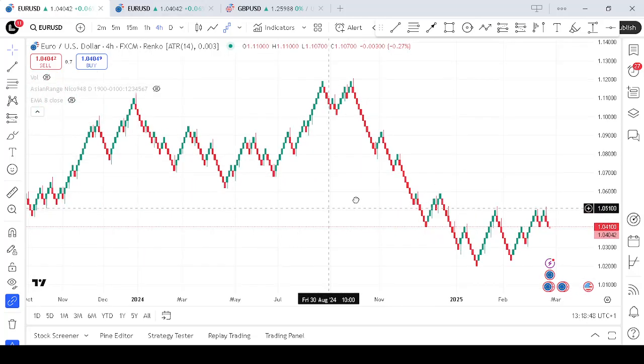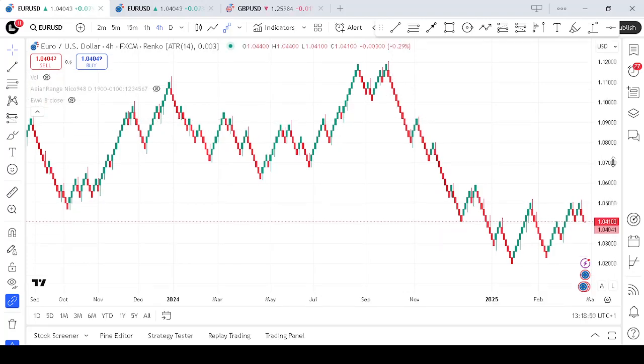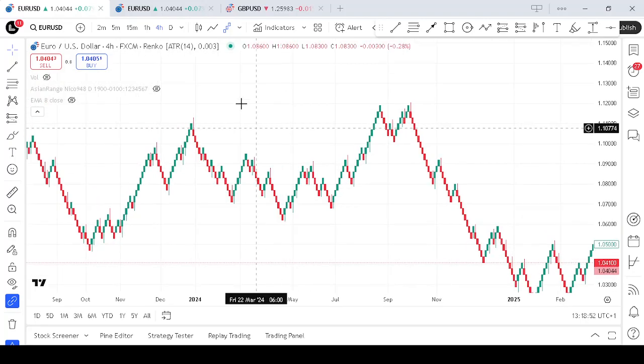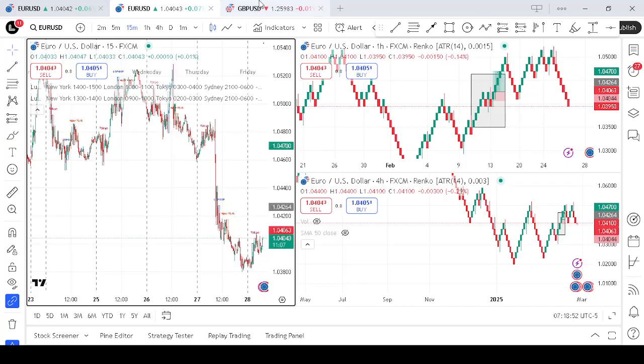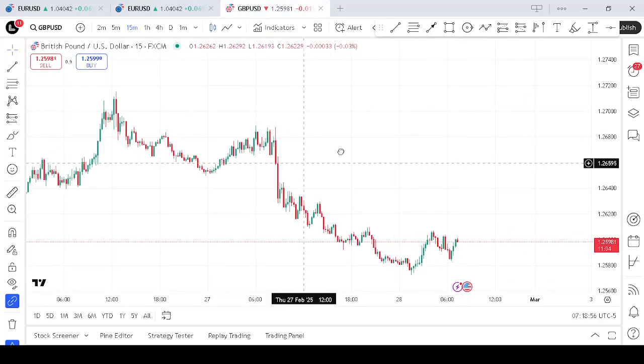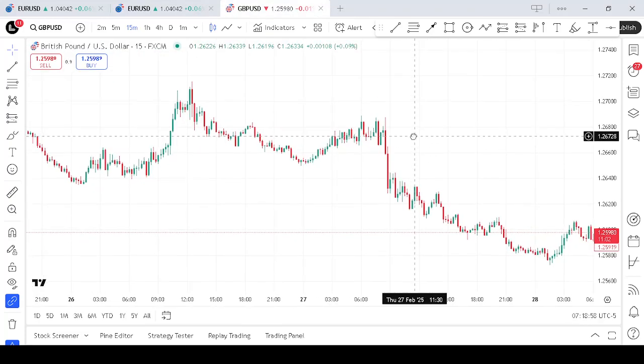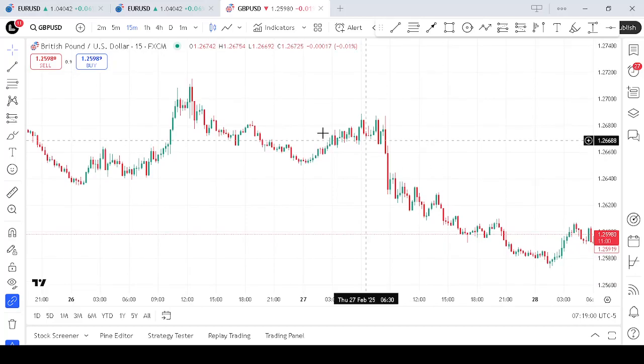As you can see from the screen, this is an example of what the Renko chart or the Renko brick is all about, while this chart is showing our regular Japanese candlestick pattern.